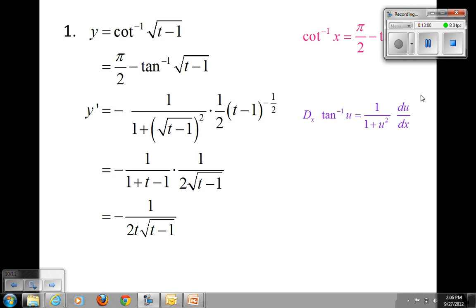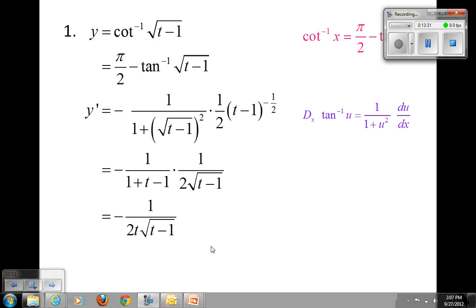Sorry, I think I lost a minute there. Looking at the derivative, the derivative of pi over 2 goes away, and then for the derivative of tan inverse, you leave the minus sign out in front, and you're just using this formula down here. So this u part is the angle, which is root t minus 1, and then don't forget the chain rule, du dx, which requires the power rule, so a half t minus 1 to the negative a half. The rest of it's just simplifying.